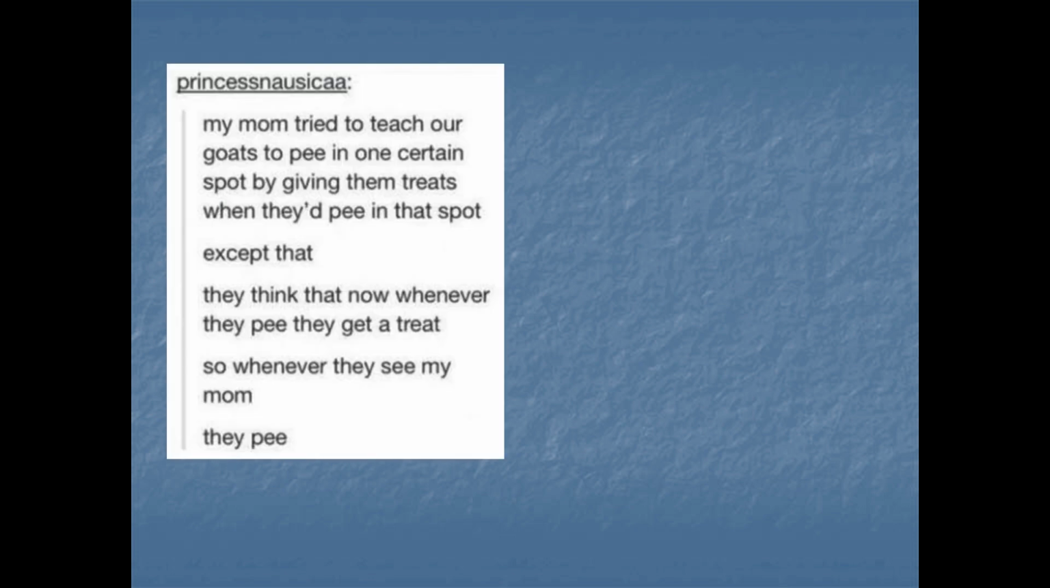I figured I'd start this video with a couple examples, just applying some terminology from the previous videos. Like this story, my mom tried to teach our goats to pee in one certain spot by giving them treats when they'd pee in that spot, except that they think that now whenever they pee, they get a treat. So whenever they see my mom, they pee.